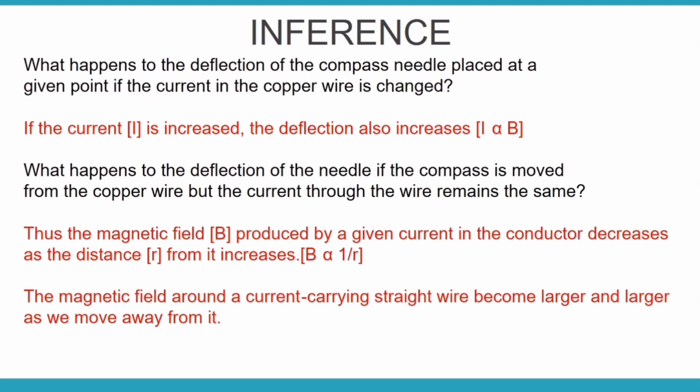The magnetic field produced by a given current in the conductor decreases as the distance r from it increases. So the magnetic field and distance are inversely proportional. The magnetic field around a current carrying straight wire becomes weaker and weaker as we move away from it.